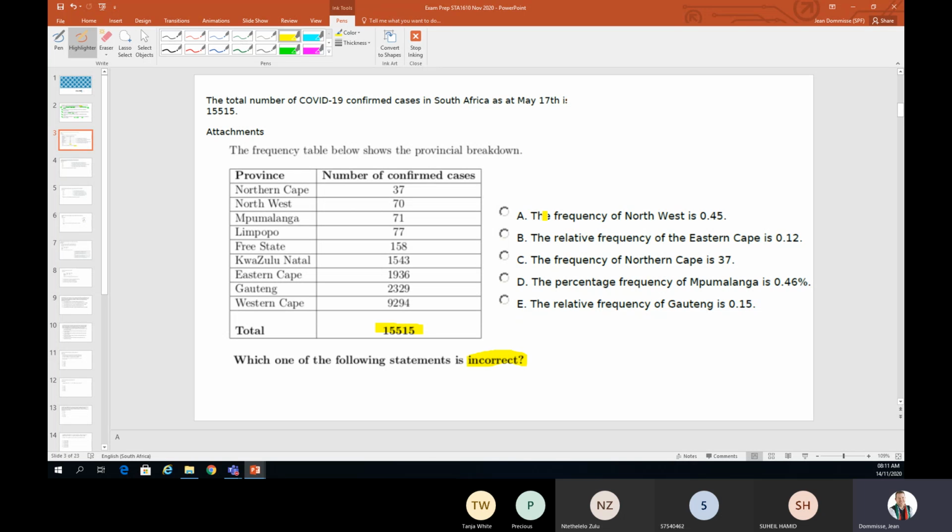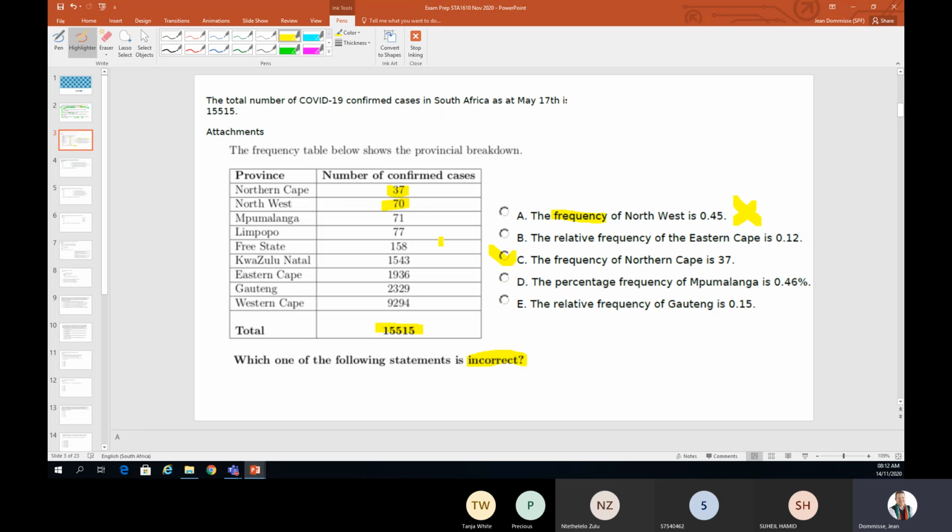So how is frequency worked out? Frequency is basically the value. Okay, so the frequency of Northern Cape is 37, correct. The frequency of Northwest should have been 70, okay, and not 0.45. So frequency should be the full number. When you go into relative frequency, when you start dividing, so here we can see relative frequency of Eastern Cape.